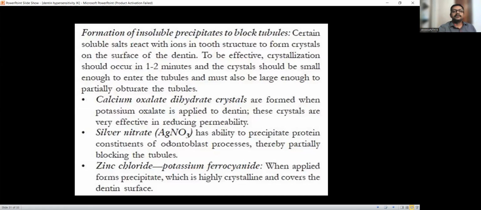Now coming to the formation of insoluble precipitates to block the tubules. Certain soluble salts react with ions to form crystals on the surface of the dentin. To be effective, crystallization should occur in 1 to 2 minutes, and the crystals should be small enough to enter the tubule and must also be large enough to partially obturate the tubule.